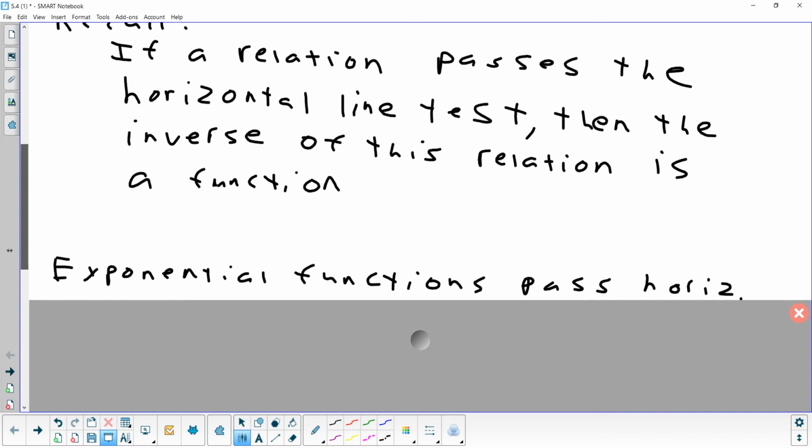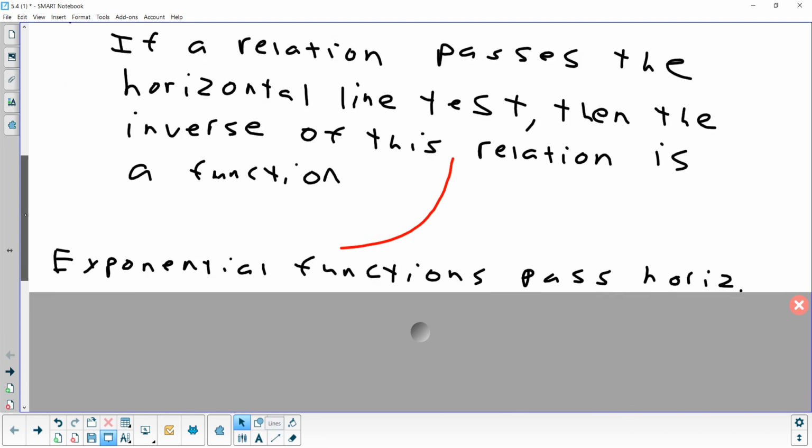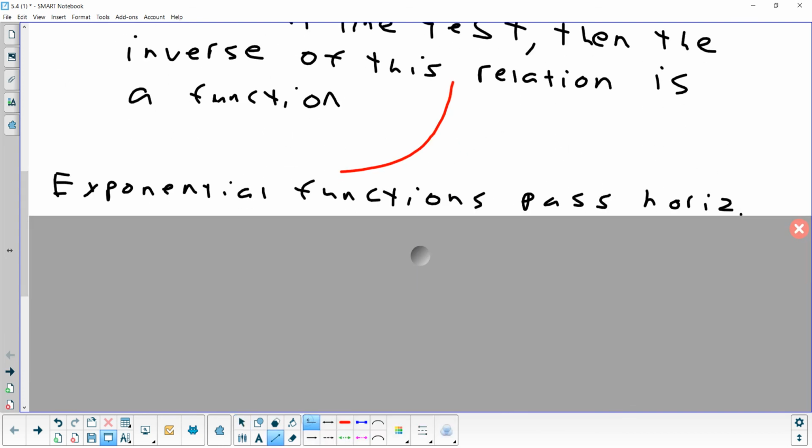Now, I will tell you, because if you think about an exponential function, it looks like this. If you put a horizontal line, would it ever hit that graph more than once? No matter where you put it. No, never hits it more than once. That means exponential functions pass the horizontal line test. All right, now let's try to put this together.